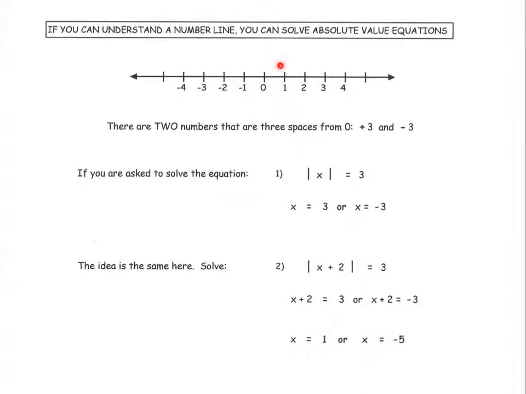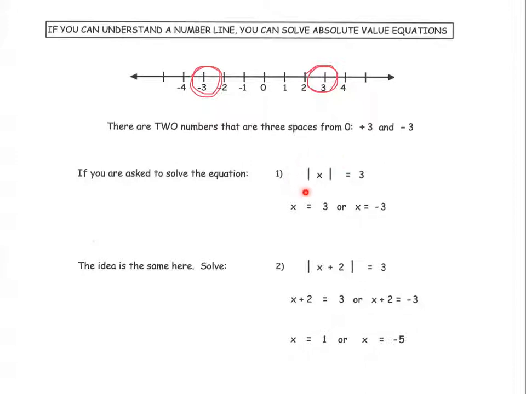You can go 3 spaces to the right, and you're at the number 3. Or you can go 3 spaces to the left, and you're at the number -3. There are two numbers that are 3 spaces from 0.